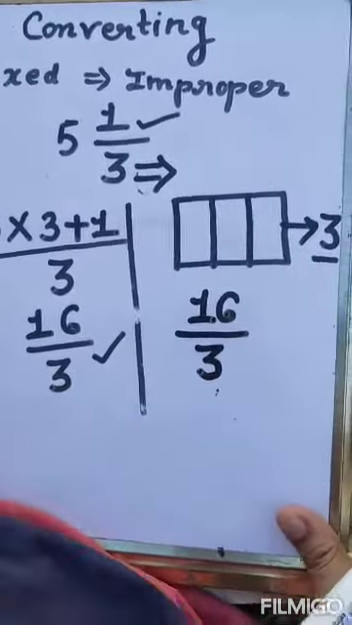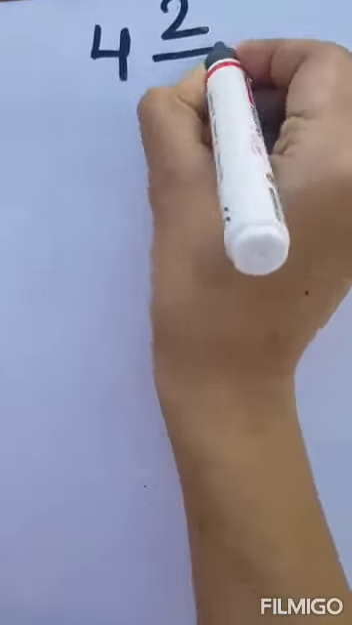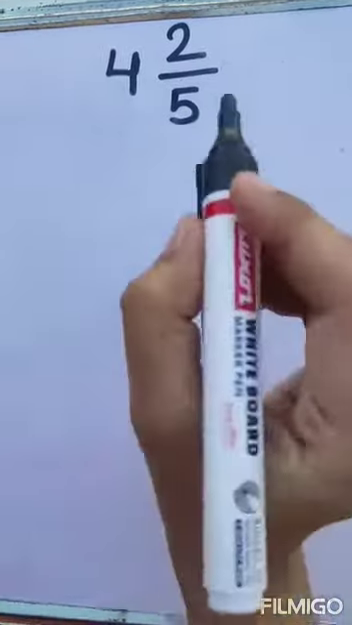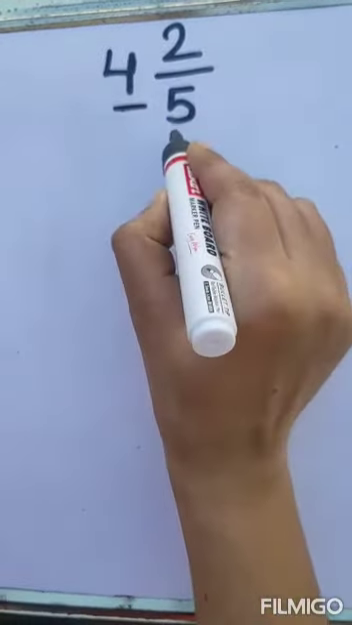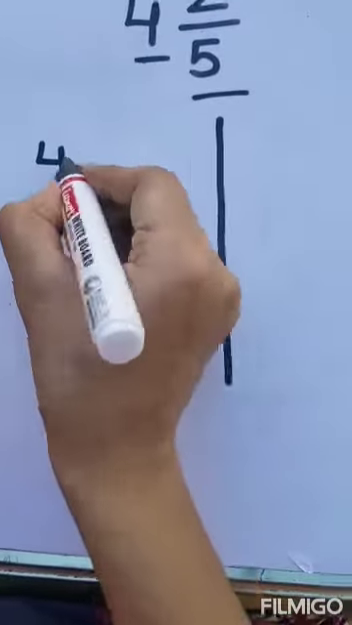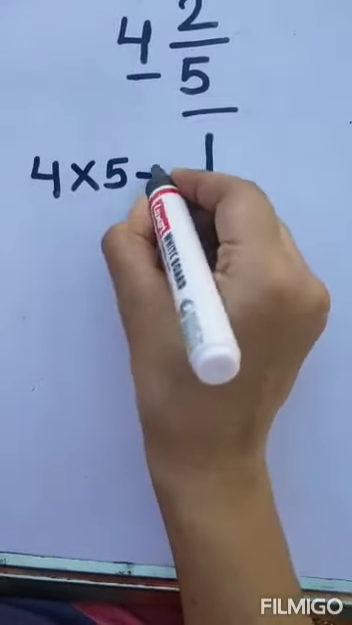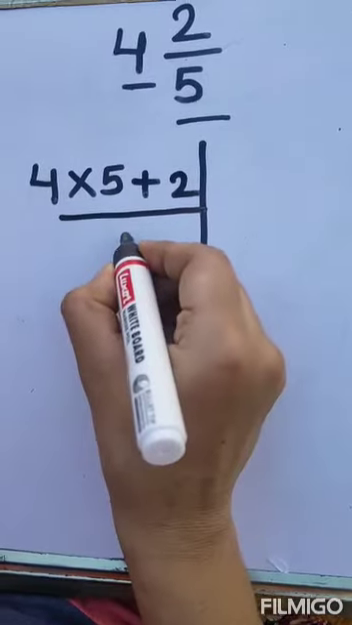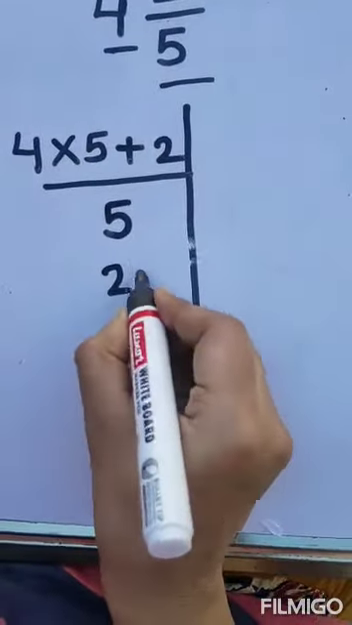Now let us consider some more examples, like 4 whole 2 by 5. Again we will be using both ways to solve this question. We know that we have to multiply the number of wholes with the denominator, which means 4 5s, plus the numerator, that is 2, and the denominator will remain the same. 4 5s is 20, plus 2 is 22, divided by 5.